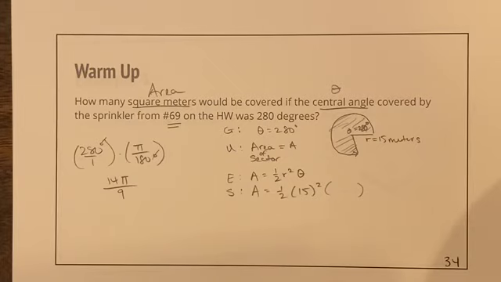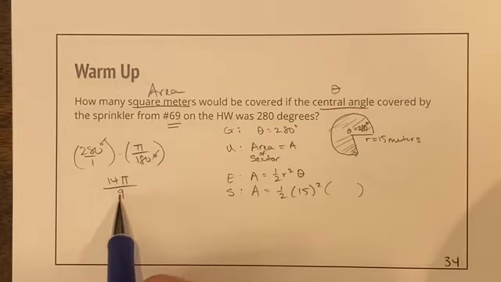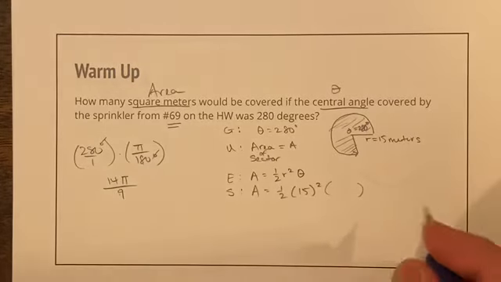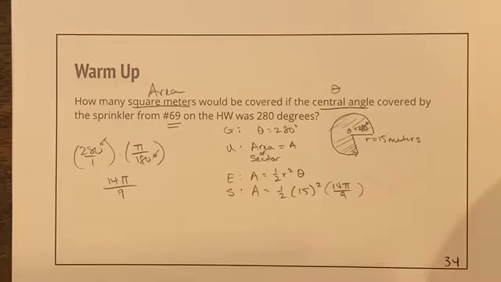So in that case, we would have 14 over 9. Just want to double check: 28 divided by 2 would be 14, and 18 divided by 2 would be 9. So that gives us 14 pi over 9. So that's going to go there.